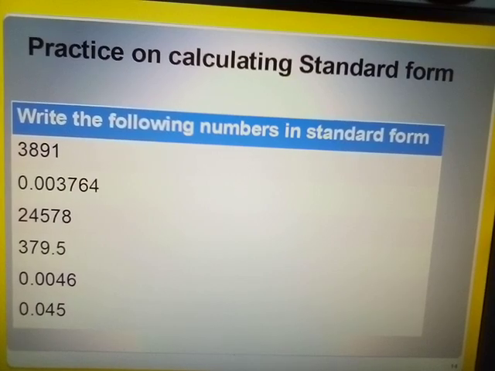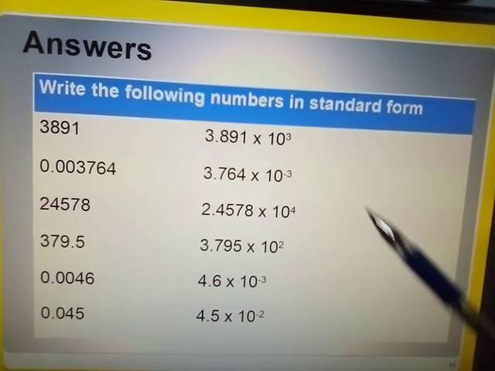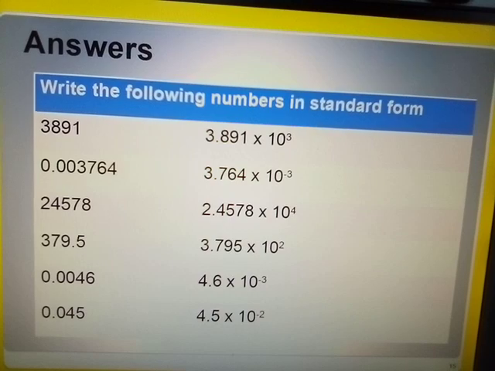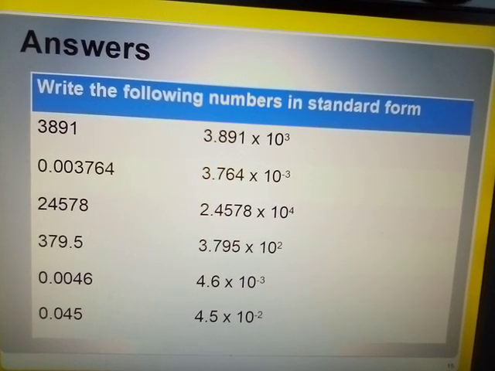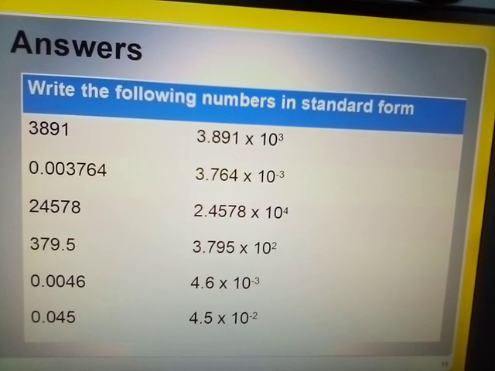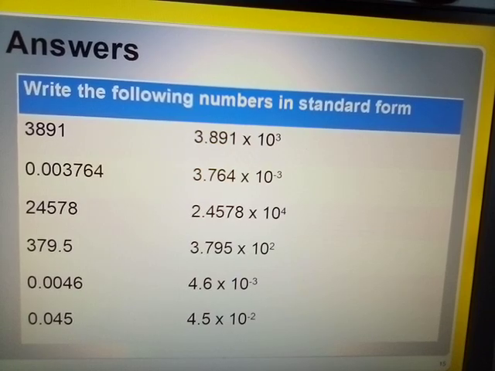Okay. And this is what it will look like in our answers. 3.891 times 10 to the 3, 3.764 times 10 to the minus 3, and 2.4578 times 10 to the 4, 3.795 times 10 to the 2, 4.6 times 10 to the minus 3, and 4.5 times 10 to the minus 2. Okay.